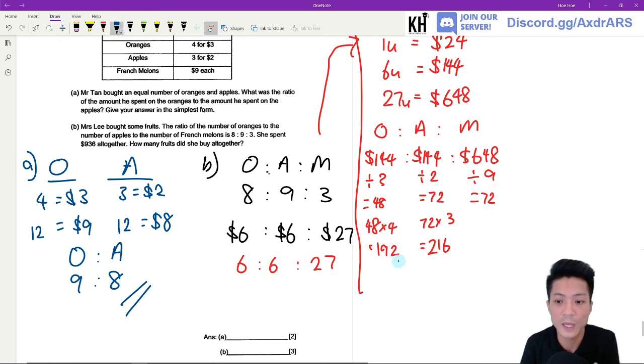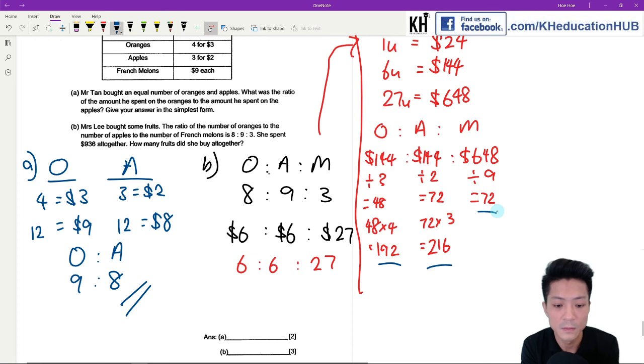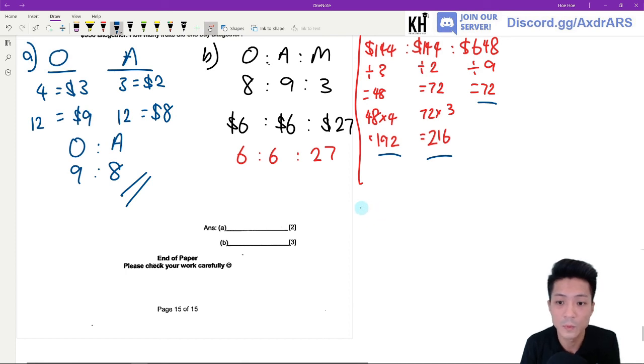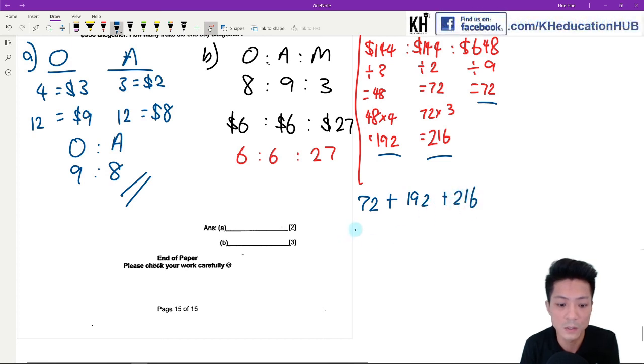So I need to add up these 3. The last step would be 72 plus 192 plus 216, going to give me 480. This is the answer for part B.